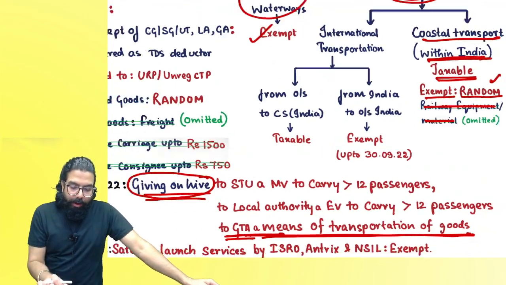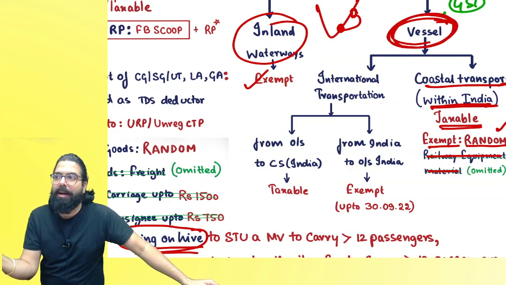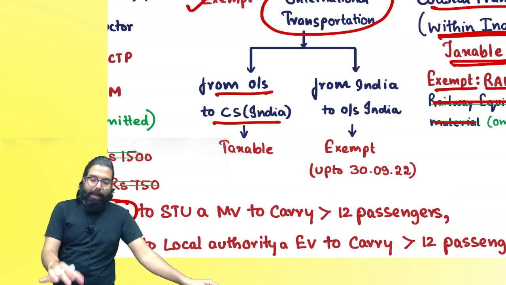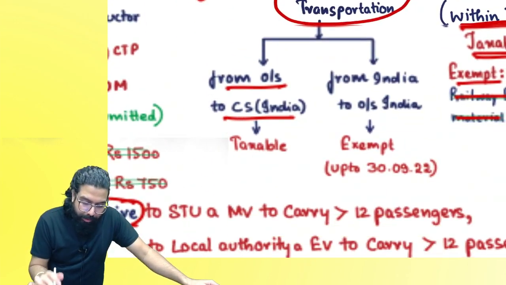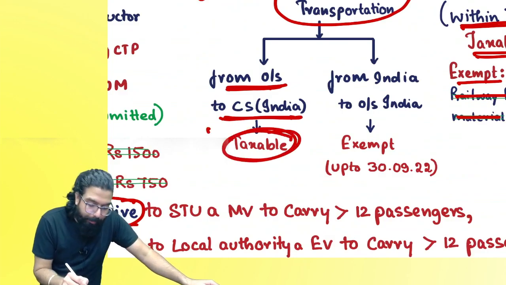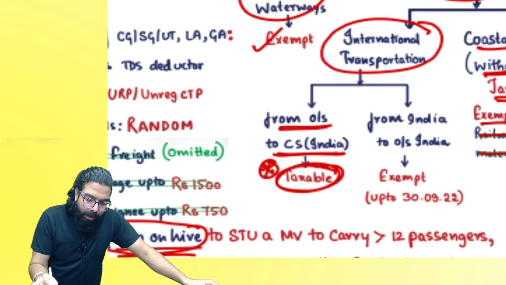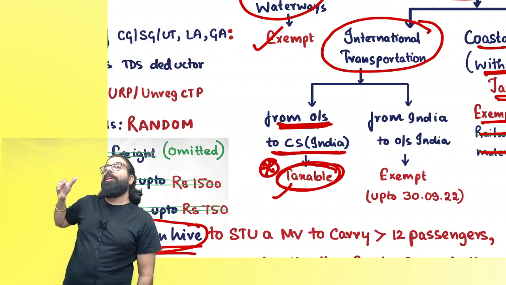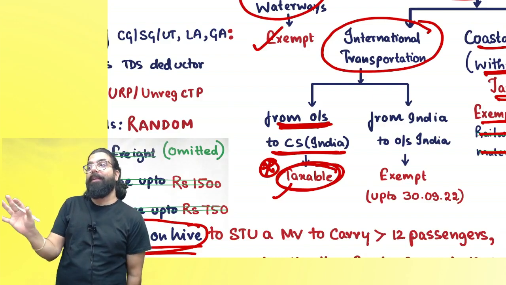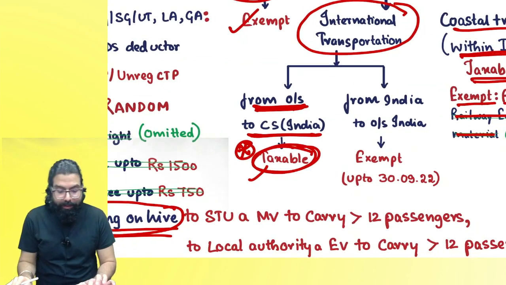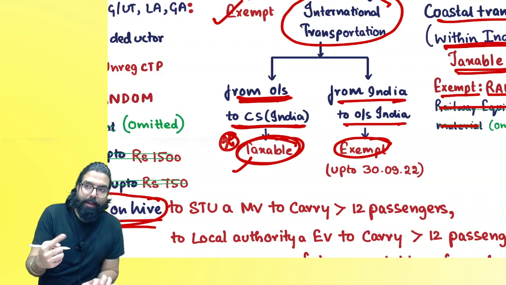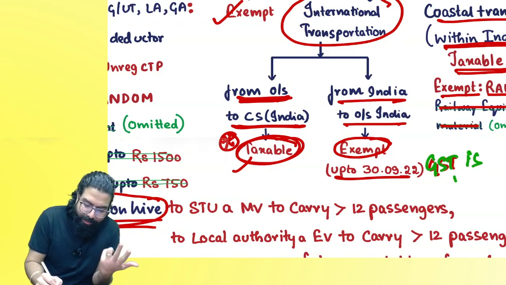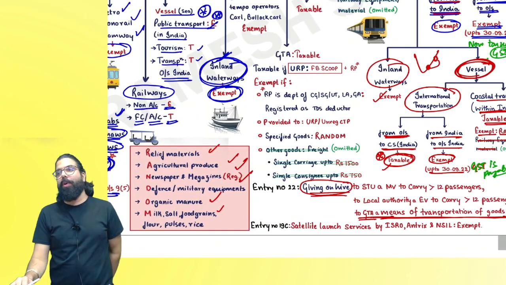If a vessel is used for coast to coast transportation, random items are exempt. Others are all taxable. The next one is international transportation, from outside India to India. Here also it is exempt by air, but by water, from outside India to a customs station in India, it is taxable. For example, if you are getting some goods from the USA into India, by air it is exempt, but by sea it is always taxable. And from India to outside India, both were exempted, but now it is GST. It is an amendment. Now GST is payable. Are we all clear till here? Can we go ahead, everyone?